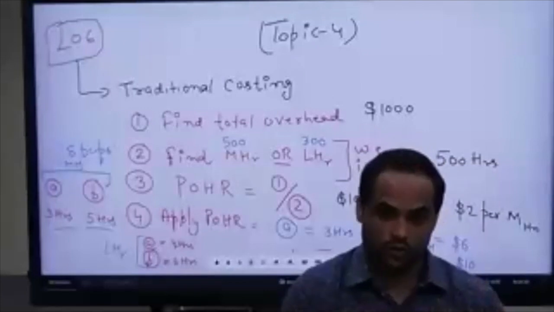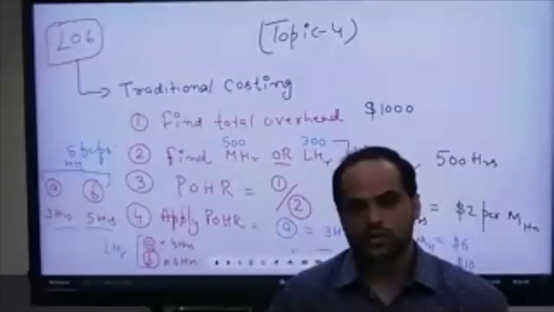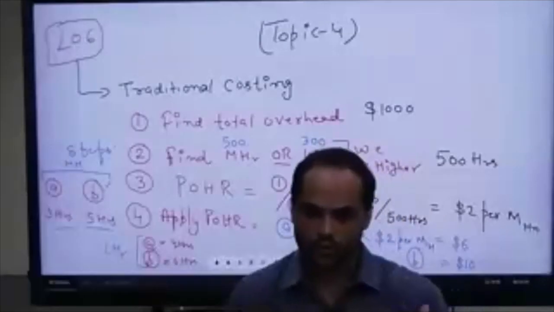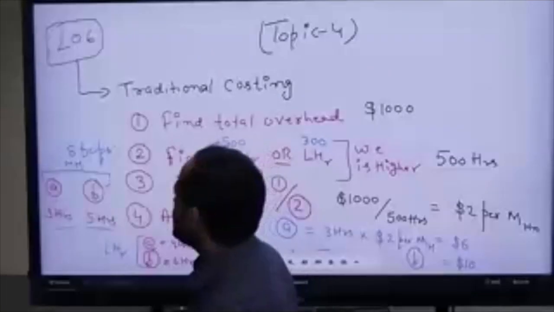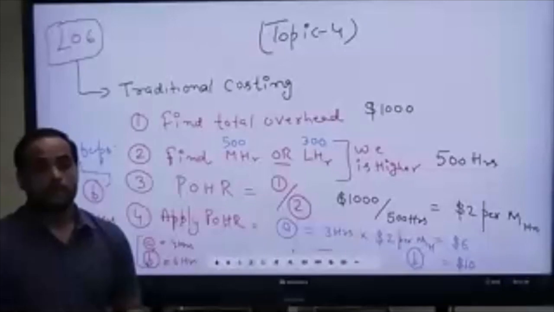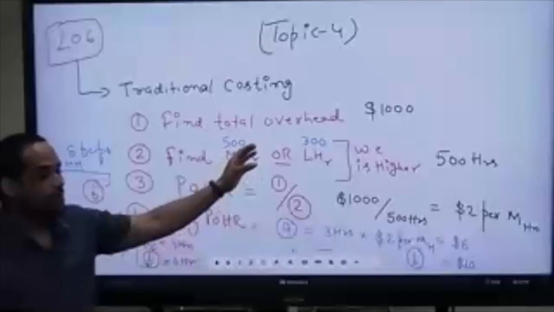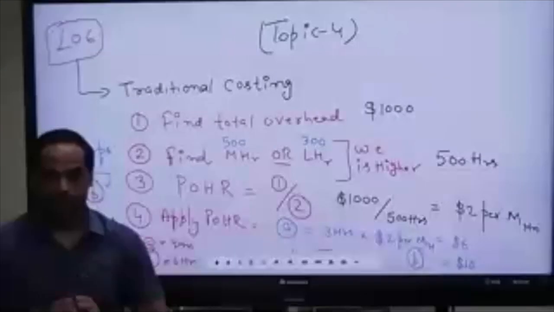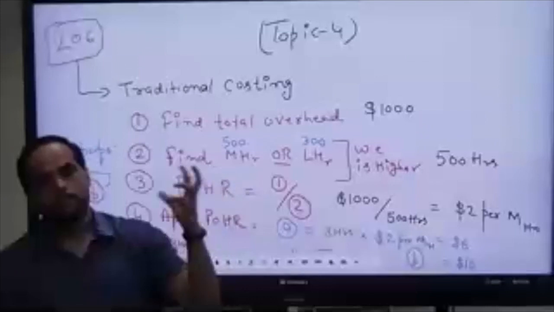So after doing so, we got the total overhead cost, right? So this is your step 1. By the way, total overhead cost is given in your question. Now in step 2, you have to find out whether machine hours are involved to produce the product or labor hours. If both are involved, it means we are using people to make this product, but we are also using our machines to make this product.